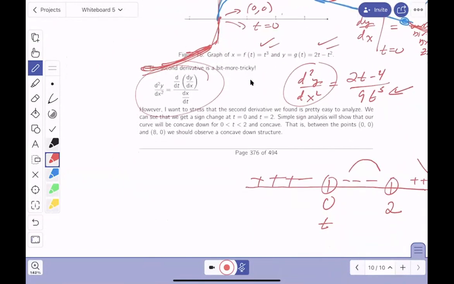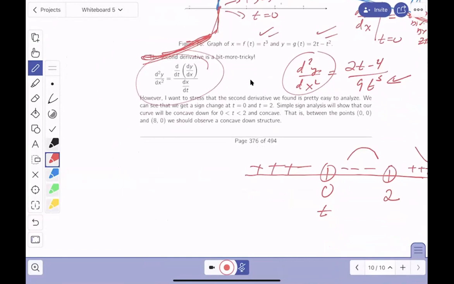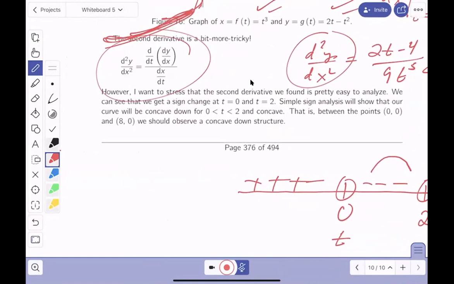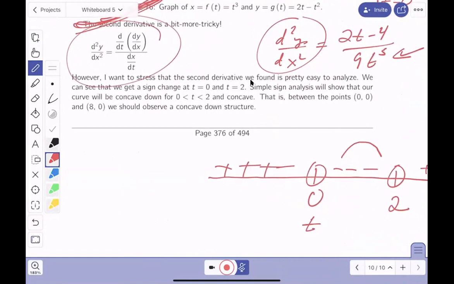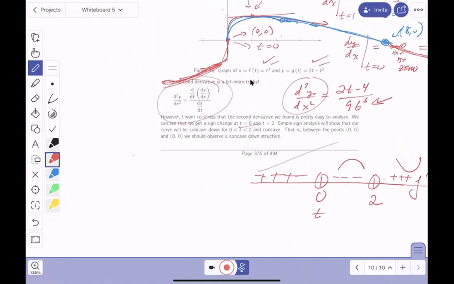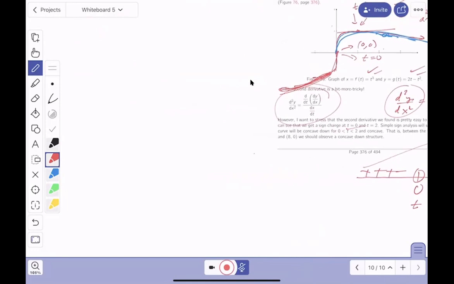All right. Let's just read it. Make sure we got that. It says it's pretty easy to analyze. Yeah, maybe. We can see the sign changes at t equals 0, t equals 2. We did that. Simple sign analysis shows that the curve will be concave up, I'm sorry, concave down between these. I did that. And the other points would be (0, 0) and (8, 0). Yeah, we did that. We got those points. All right, we did all right. Let's keep going. Oh, we're at the end. So what does that mean? We need to start doing examples now.